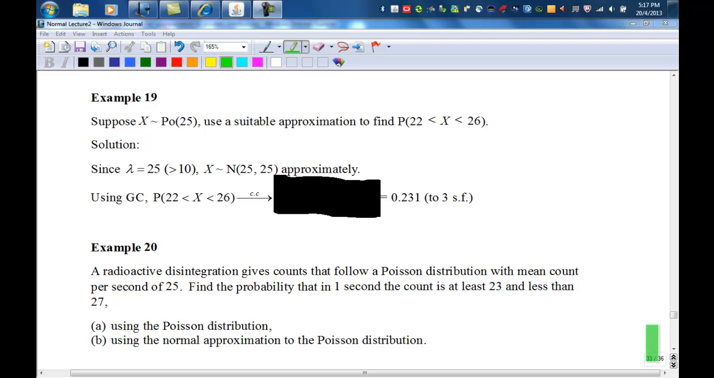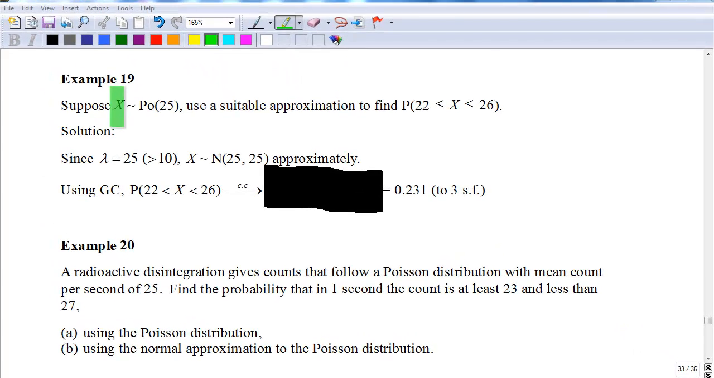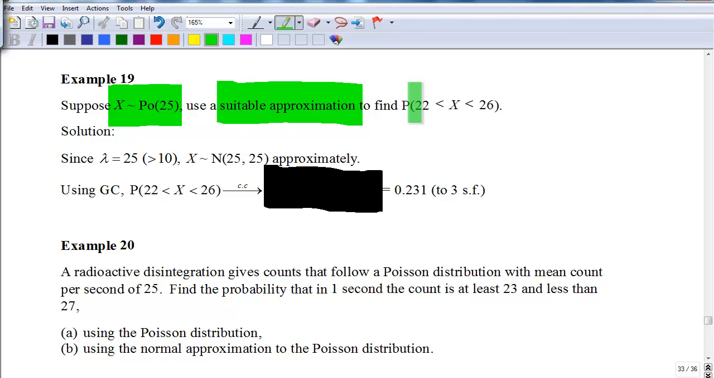Now we look at two simple examples to help us illustrate how we can use a normal approximation to Poisson. Now in the first example, you have X, and X is Poisson with mean 25. They want you to use a suitable approximation to find the probability of X between 22 and 26. Now how do we do this? For Poisson, the only approximation in your syllabus is from a Poisson distribution to a normal distribution, and the condition to check is actually just one. Your lambda has to be bigger than 10.